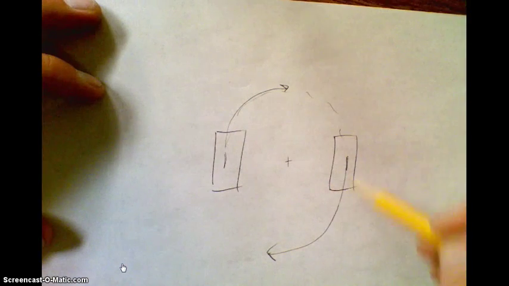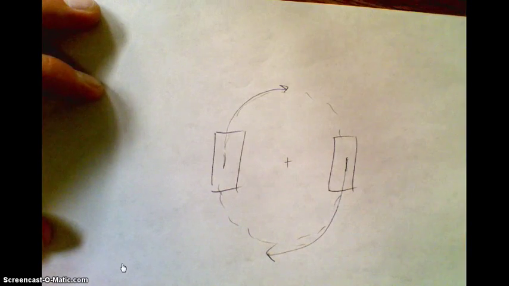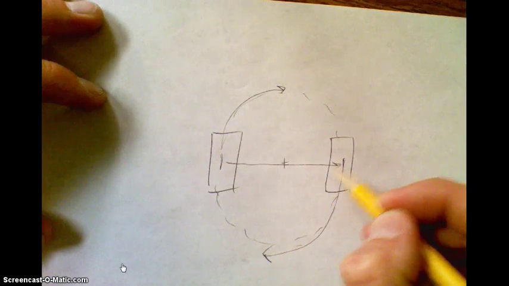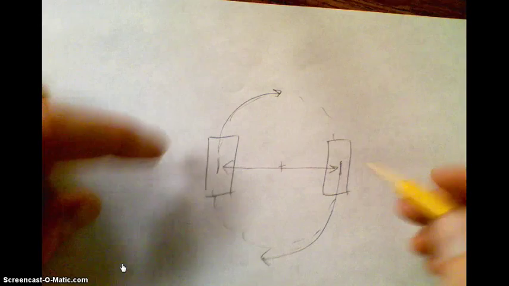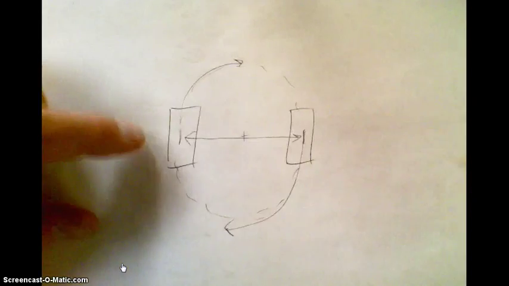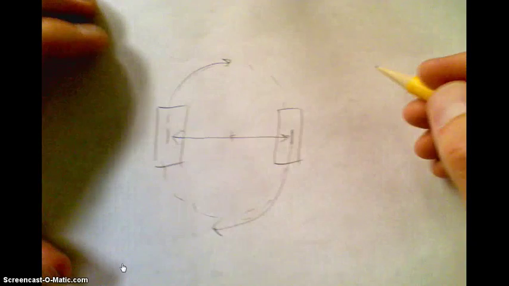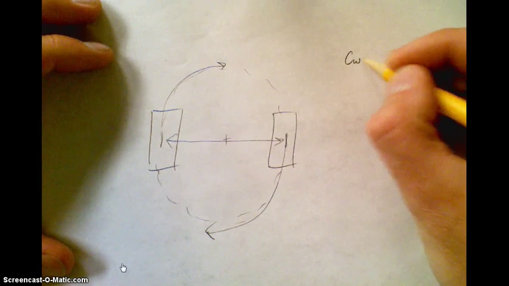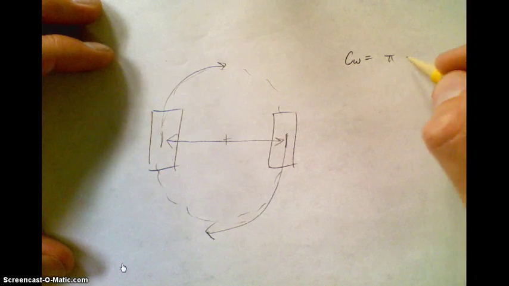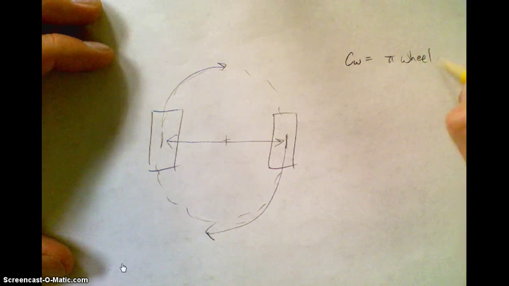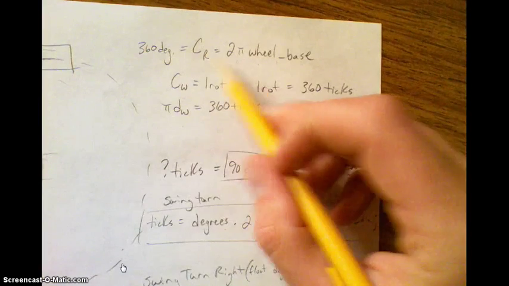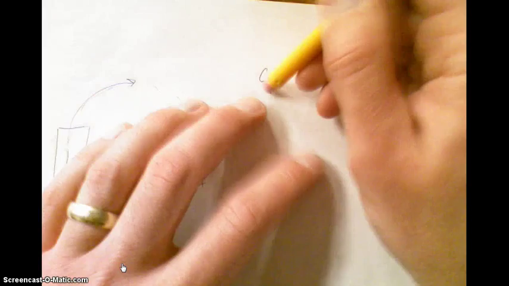So now what is my circumference? Well, here's my wheelbase. Still the same wheelbase, but now the wheelbase is the diameter of that circumference. So we have a little bit different relationship. The circumference of the robot now is pi times the wheelbase. And if you look at our last equation, if you wrote that down, you'll notice that circumference, oh, I'm sorry, not circumference of the wheel. It should be circumference of the robot. Sorry about that.